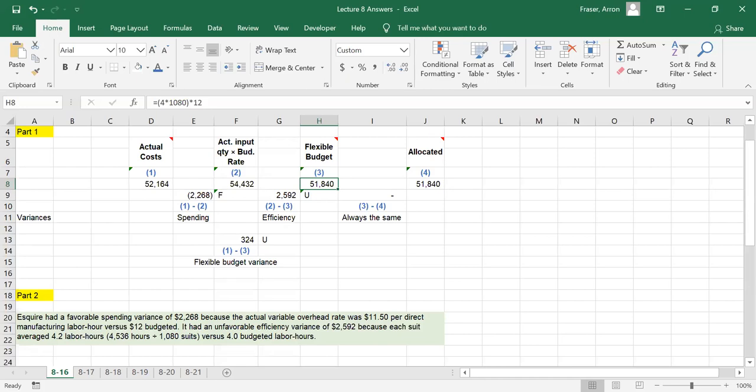In this example here is hours, and we know that the hourly rate that we expect to pay was $12 an hour. So that's how we ended up with 51,840.